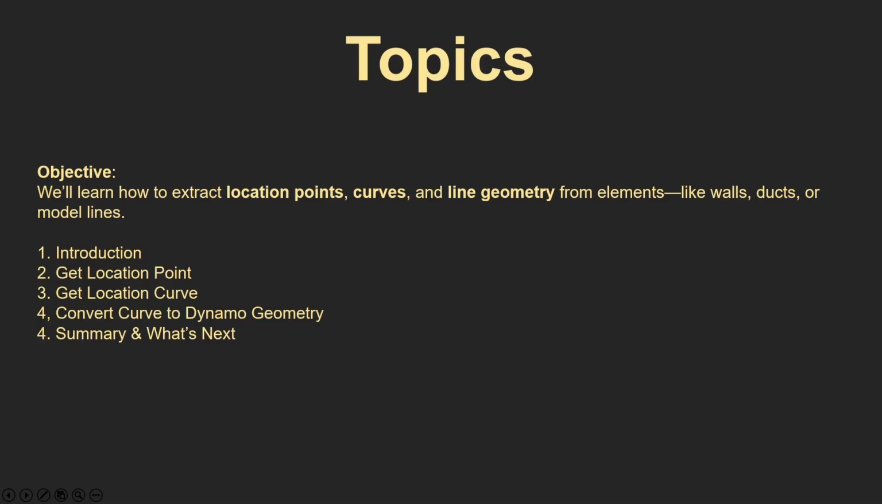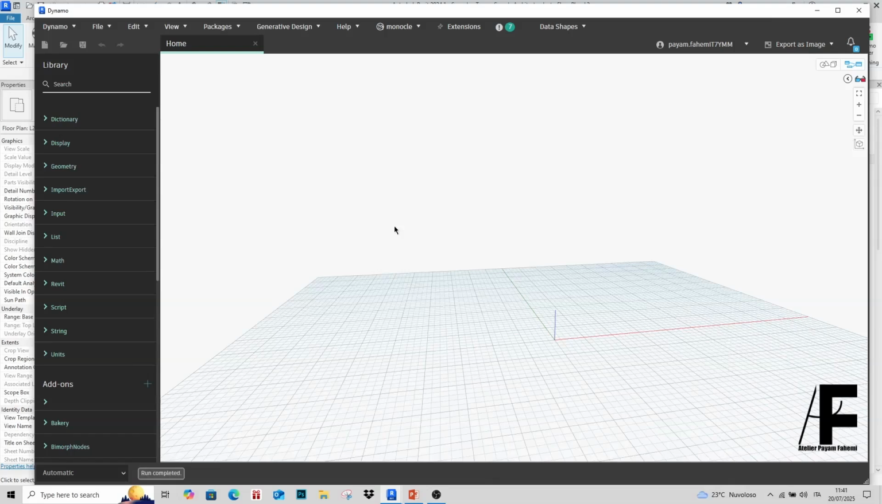So far we've worked with parameters, types and sheets. Now it's time to explore geometry. We've learned how to extract location points, curves and line geometry from elements like walls, ducts or model lines. Understanding element geometry is essential for tasks like clash detection, placement and measurement.